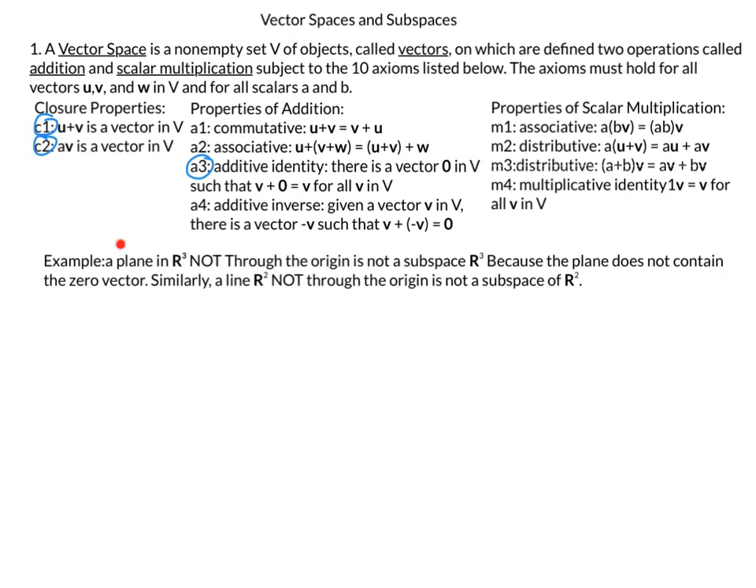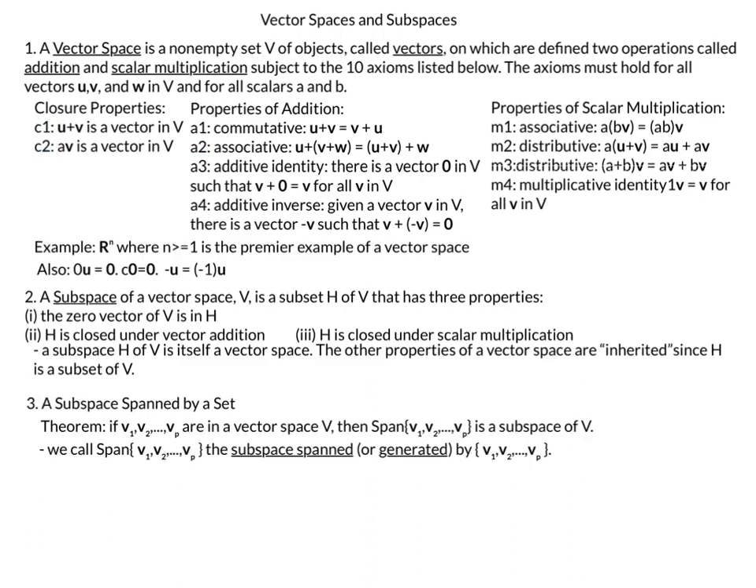One more example, a plane in R3 not through the origin is not a subspace of R3 because the plane does not contain the 0 vector. That is, it doesn't contain 0, 0, 0. Similarly, a line in R2 not through the origin is not a subspace of R2. You have to go through the origin if you want to be a subspace because you have to contain the additive identity.